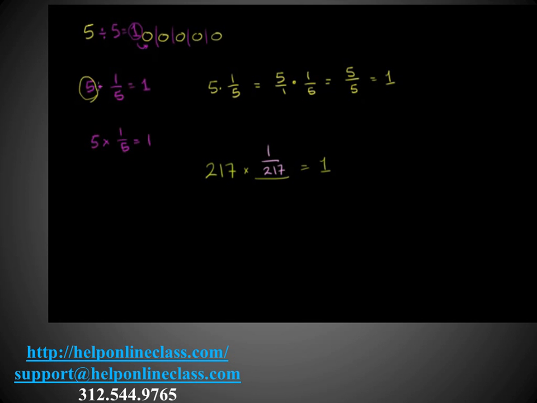Another way to think about it is if I have 5 things, and if I were to take 1/5 of those 5 things, how many things do I have? Well, if I take 1/5 of 5 things, I have exactly 1 thing right over here. But the general idea is super duper simple.